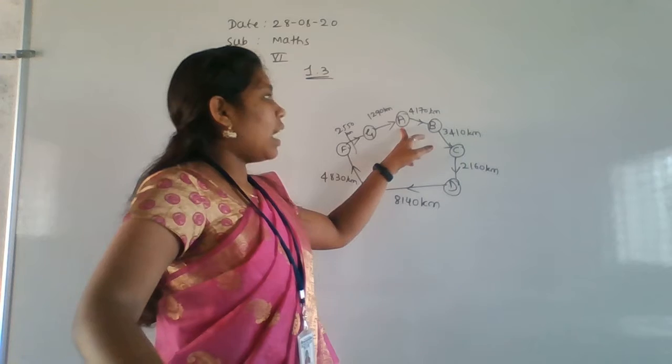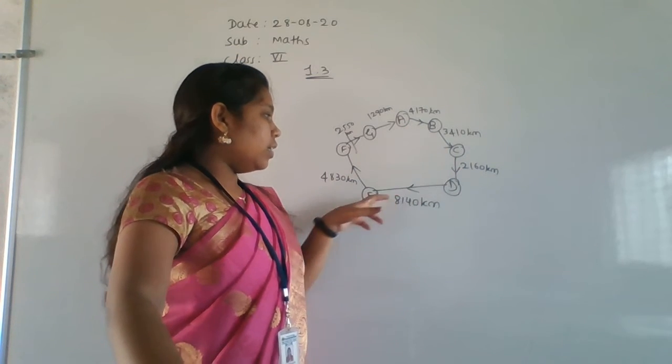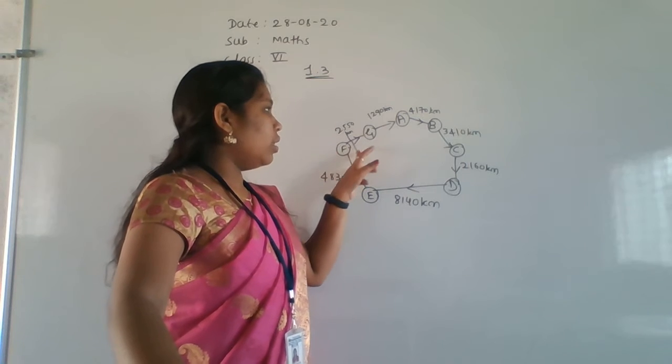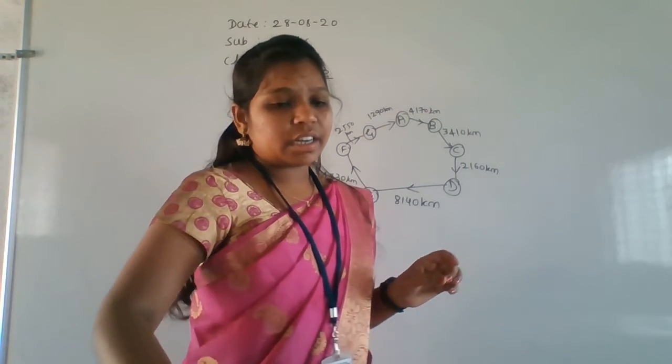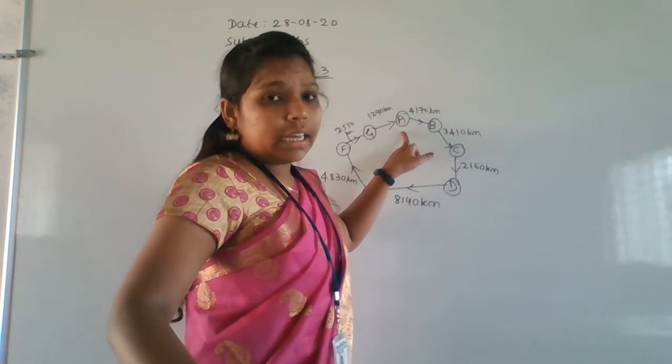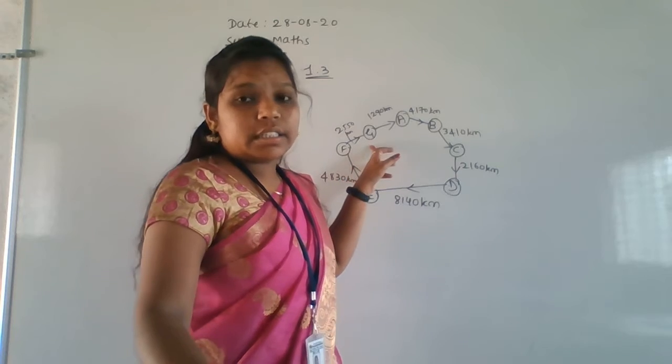It will start from A, next B, C, D, E, F, G. Like that they gave here. So this is a bus journey. It started from point A, and ended at point G.